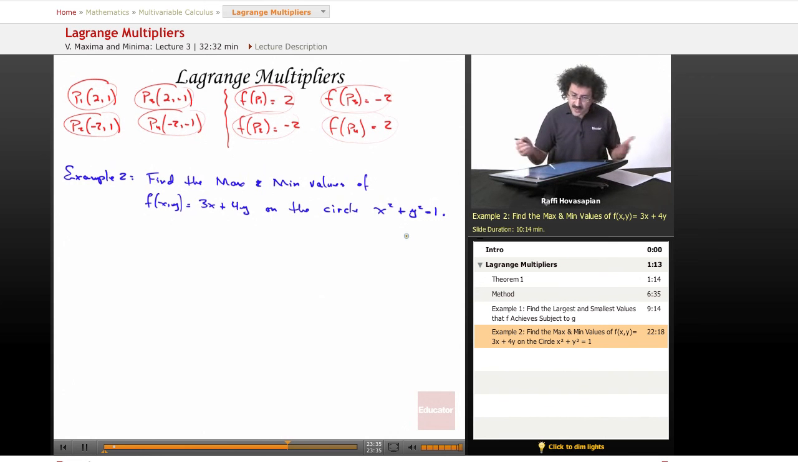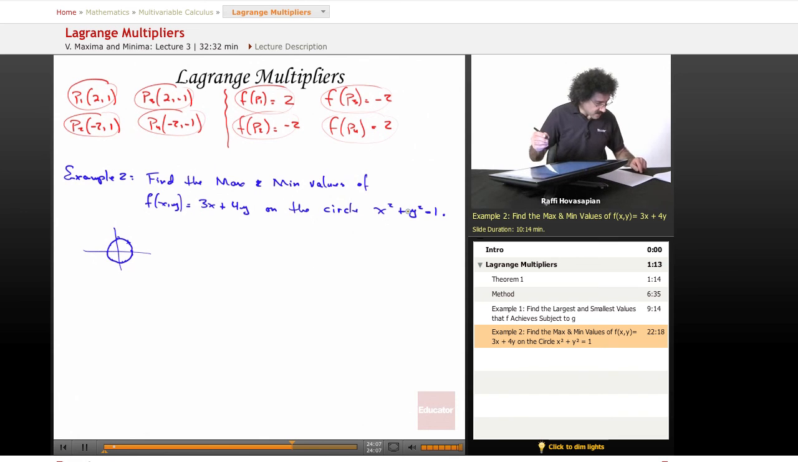So find the max and min values of this function on the circle x squared plus y squared equals 1. All this means is that this function 3x plus 4y is defined for the entire plane, but we want to constrain it and find the maximum and minimum values on this circle. Some point on this circle is going to maximize this function, and some point is going to minimize it. So f subject to the constraint g.